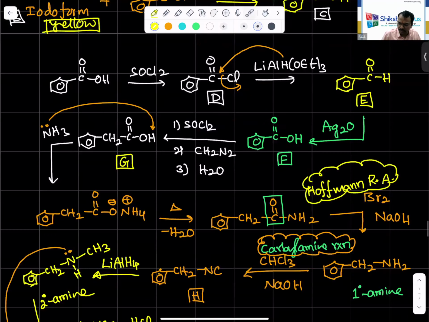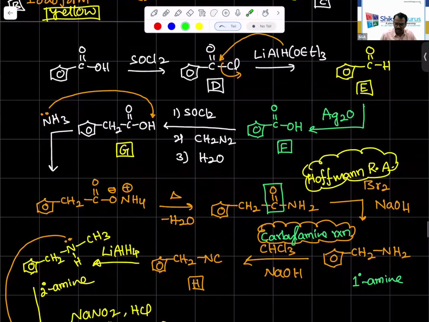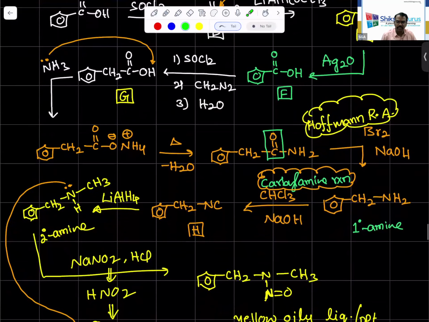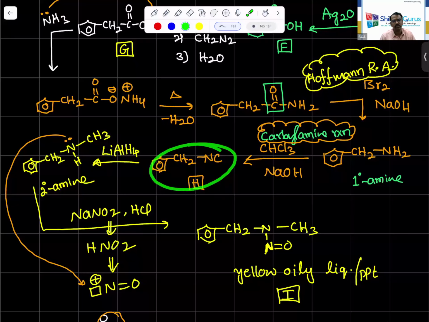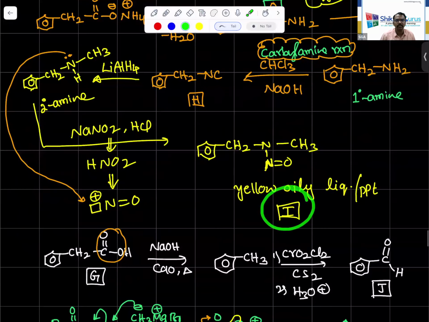What about the next compound? It is E, benzaldehyde. Here we are getting only secondary alcohol. Here it is compound F. It is carboxylic acid. We have just seen that we are not getting any tertiary alcohol with carboxylic acid. Next one is H. It is isocyanide. Here also no chance to get tertiary alcohol. Next one, I. Here also there is no chance to get tertiary alcohol.